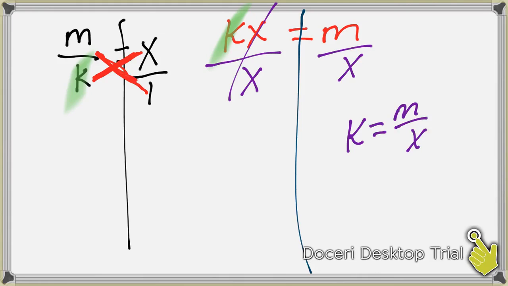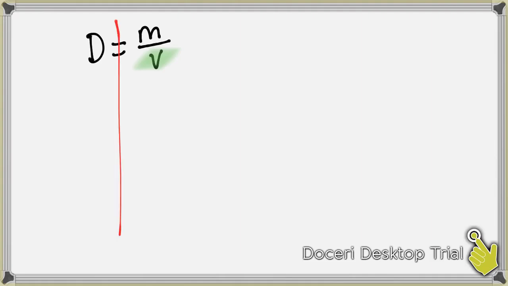I'm going to give you one to try like that. All right, d equals m over v, and I want you to solve for v. So you're going to pause the video, try it, and then we will talk about it. All right, let's talk about it.